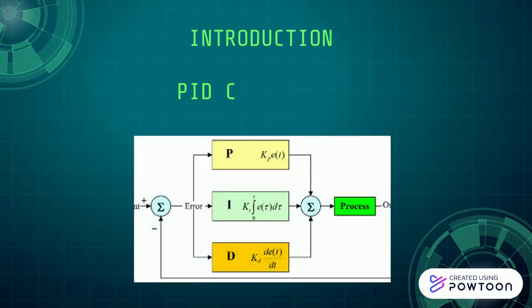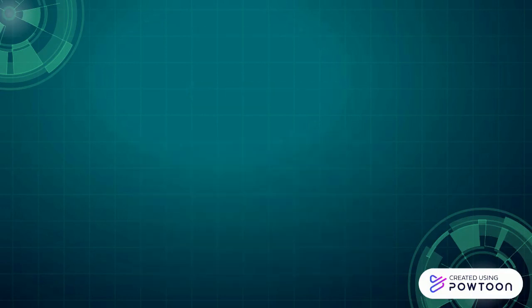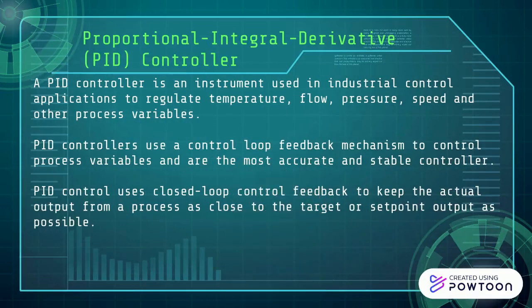Firstly is the introduction of the PID controller. PID controller is the proportional integral derivative controller. A PID controller is an instrument used in industrial control applications to regulate temperature, flow, process speed, and other process variables. PID controllers use a control loop feedback mechanism to control process variables and are the most accurate and stable controller. PID control uses closed loop control feedback to keep the actual output from a process as close to the target or set point output as possible.